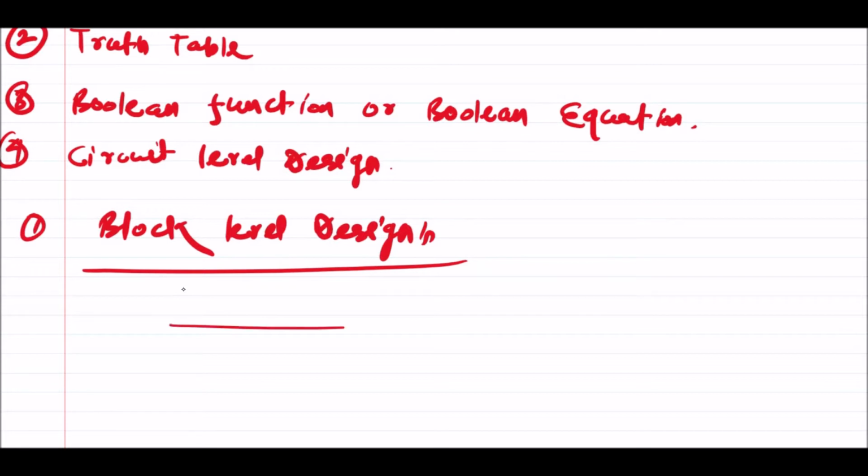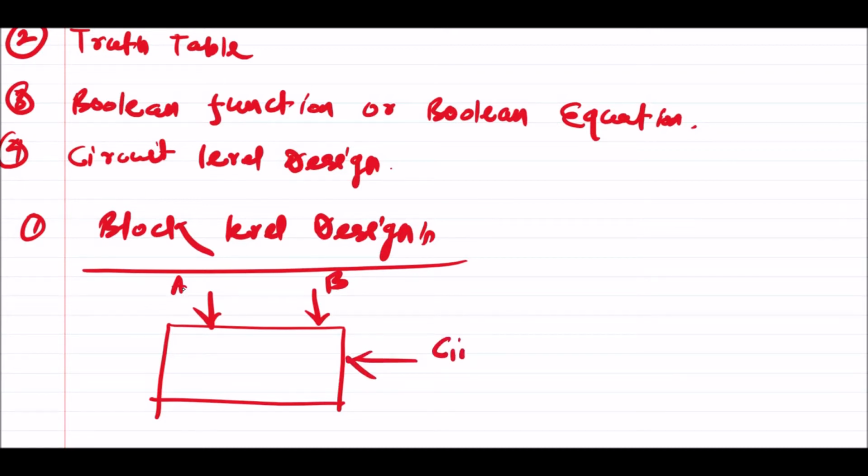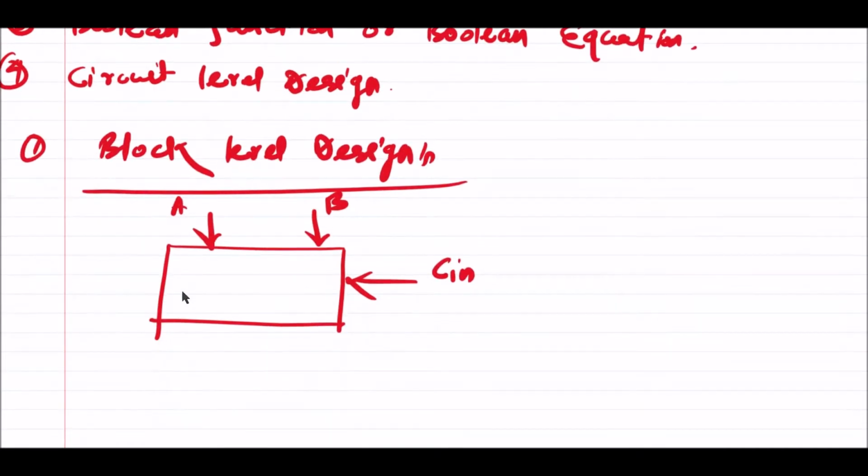So let us draw a rectangular box. So basically, a full adder receives two inputs. Let the inputs be A and B, and the carry input, that is C in, let us assume. This is the full adder, and the outputs will be sum and carry.